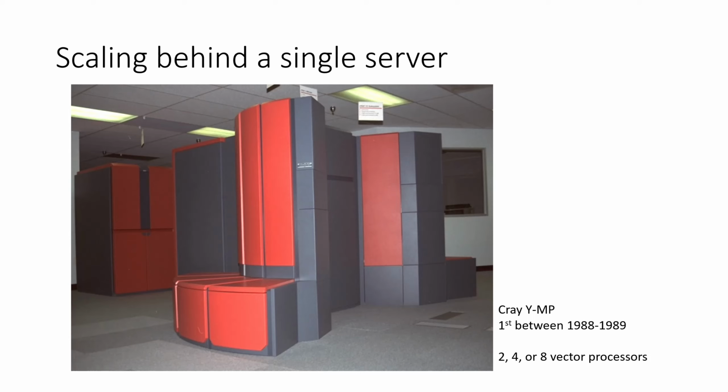So this is a picture of the Cray YMP, which was the fastest computer in the world between 1988 and 1989. So the Cray YMP, you could buy it with 2, 4, or 8 vector processors. And these vector processors, you couldn't find them on PCs or any other hardware. So these were specific processors built to be very fast and access large amounts of memory, and you only found them on Cray computers, or even probably only the Cray YMP.